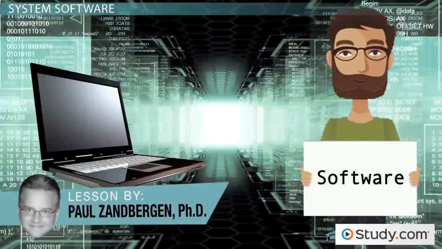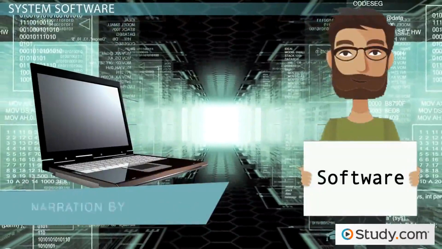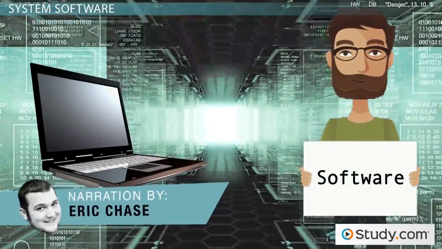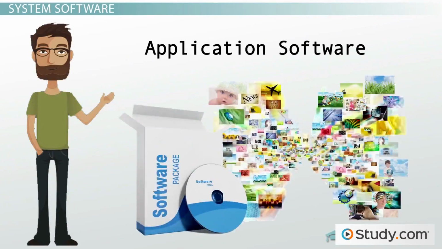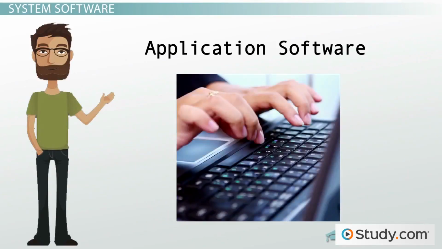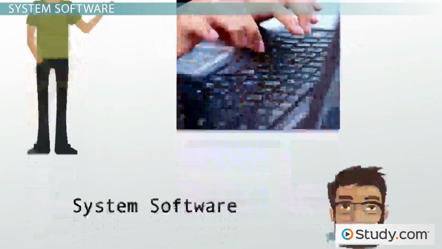Software is a generic term for an organized collection of computer data and instructions. There are two types of software: application software and system software. Application software helps users solve a particular problem or carry out a specific task. A word processor is an example of application software.